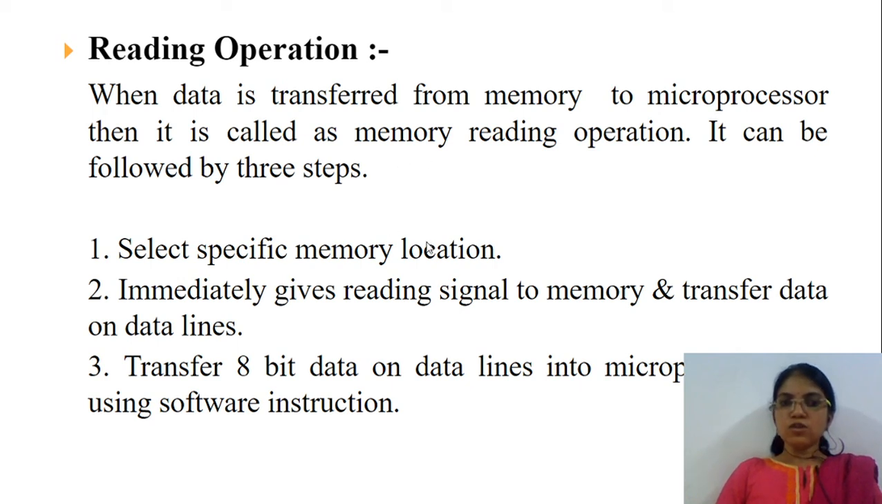So let us see how these steps are carried out. Again we are taking the same example. We consider the memory location 0001H and the data 00H. It means 00H data is available in the memory location having address 0001H, and we want to transfer that data into the microprocessor.